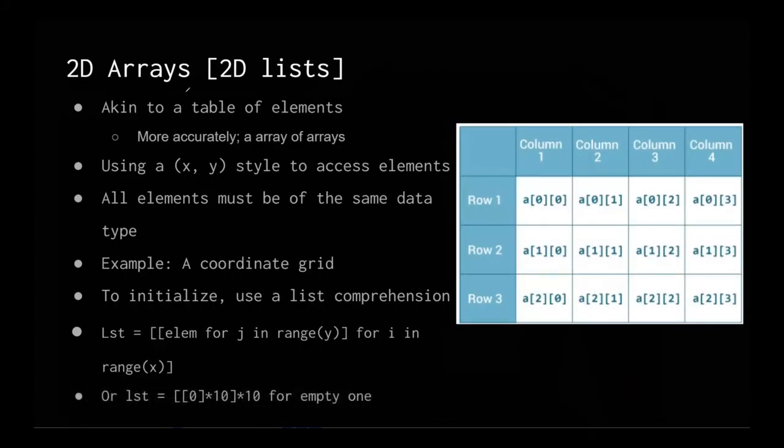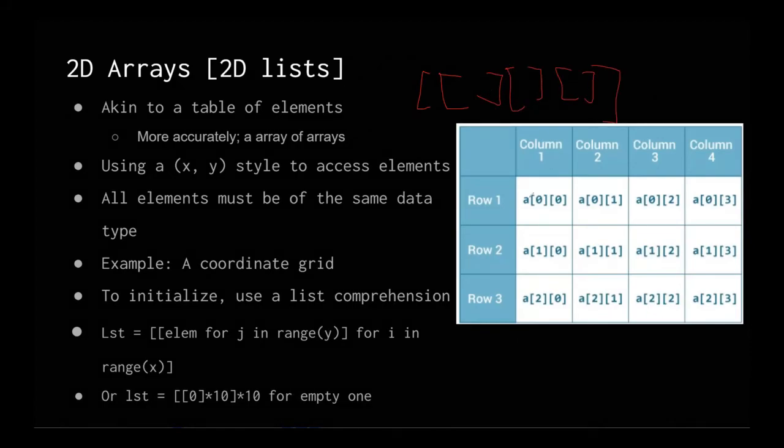So the last one is 2D arrays. 2D arrays are an array of arrays. Whoa, that sounds deep. So you guys know what lists are, right? A list is just a set of normal elements, right? And what you can do with this list is that you can actually make a list of lists. So like this, you make a list of lists. And each list element also contains different values.